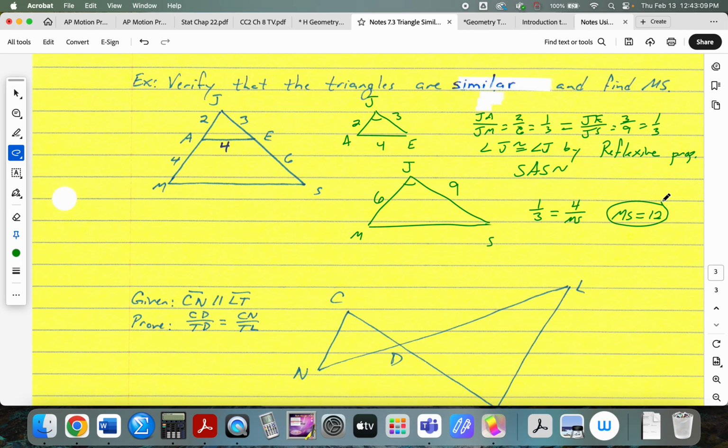But I don't understand how you got that last part. This part? Yeah, that whole thing. I do not understand that. Okay, so I took this ratio that I had for the other two sides, and I said the ratio of these two sides needs to be the same thing. Right? All the corresponding sides have to be in the same ratio. That's what it means when we say that the sides are proportional. So if the ratio of this side to this side is 1 to 3, then the ratio of this side to MS must also be 1 to 3. Okay.